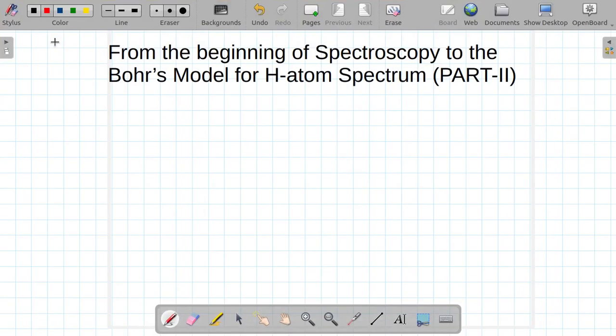Welcome to this lecture. This lecture is the second part of the beginning of spectroscopy, leading to Bohr's model of the hydrogen spectrum. So earlier I talked about a brief review of spectroscopy, but there is no theory available to explain the spectrum of hydrogen atom. So now here I will start with the experiment of Rutherford and shift towards Bohr's model to explain the spectrum of hydrogen atom.